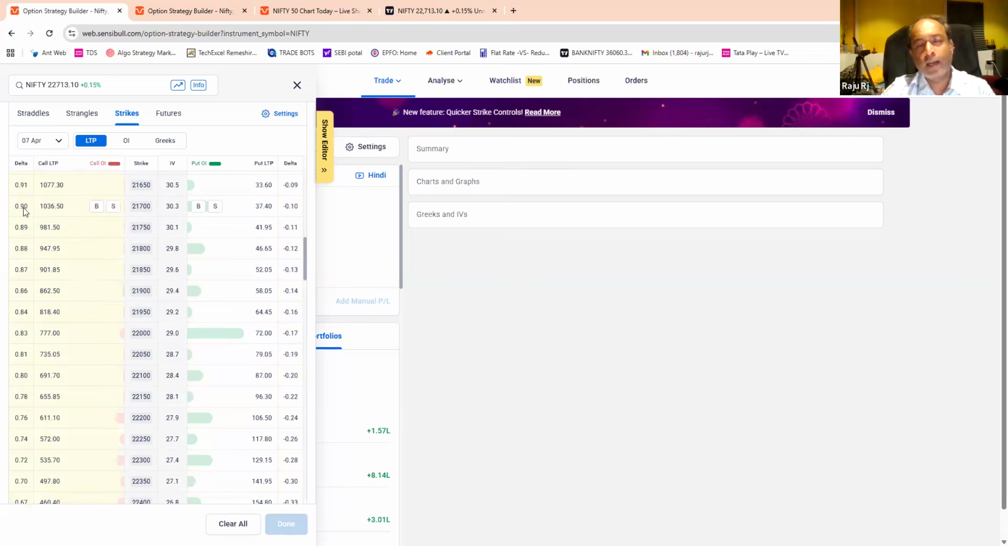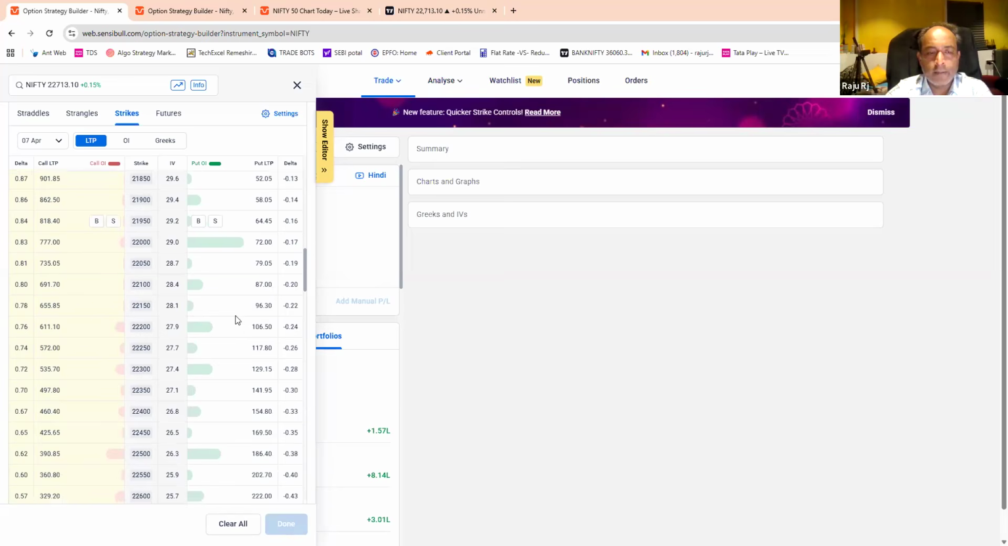If you take 21,700, this option will move by 90 rupees. If Nifty moves by 100 rupees, this option will move by 90 rupees. So if you buy deep in the money, it's nothing but you are long in Nifty. So the maximum loss you can incur... as I told you, we don't trade in futures at all, because future trading is not at all required if you understand the options. In the same way, it is applicable in delta also.